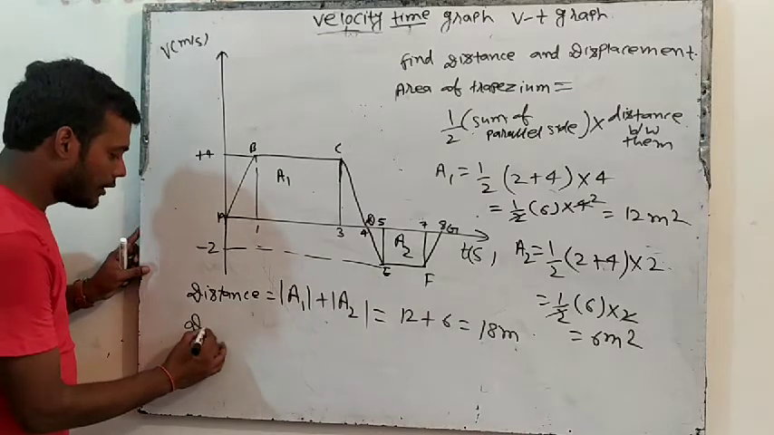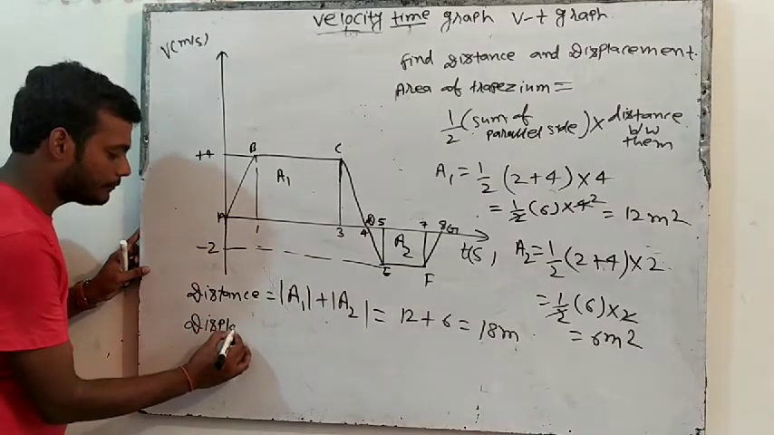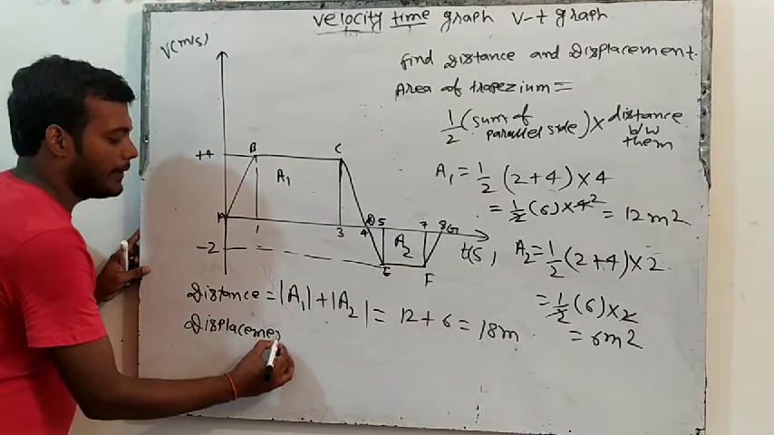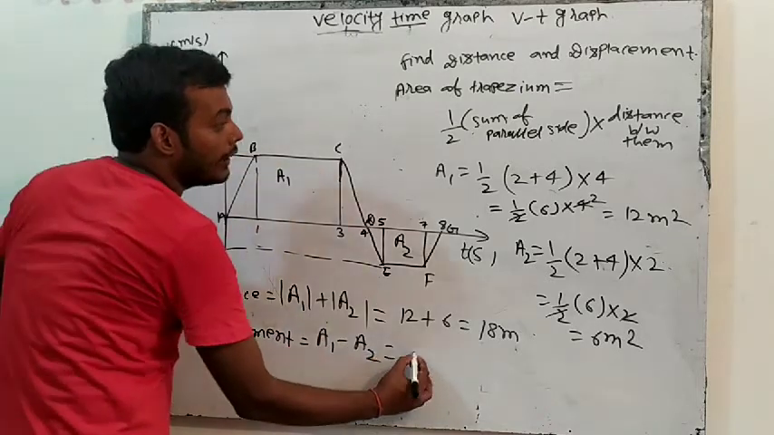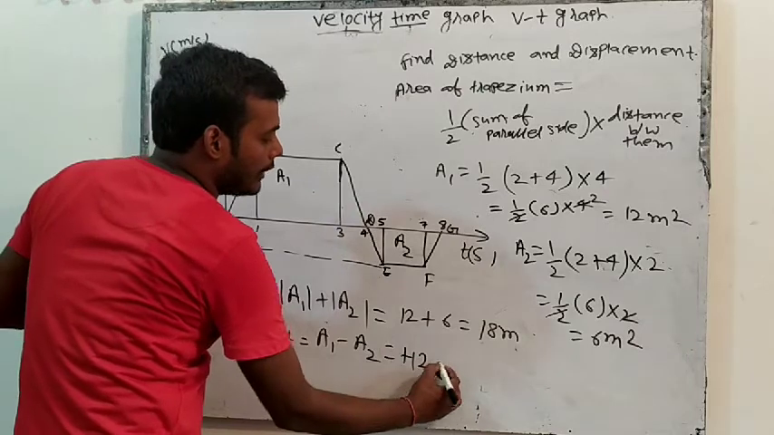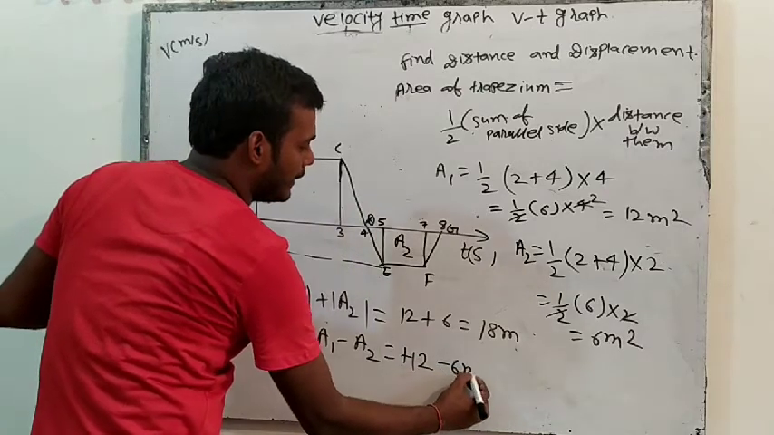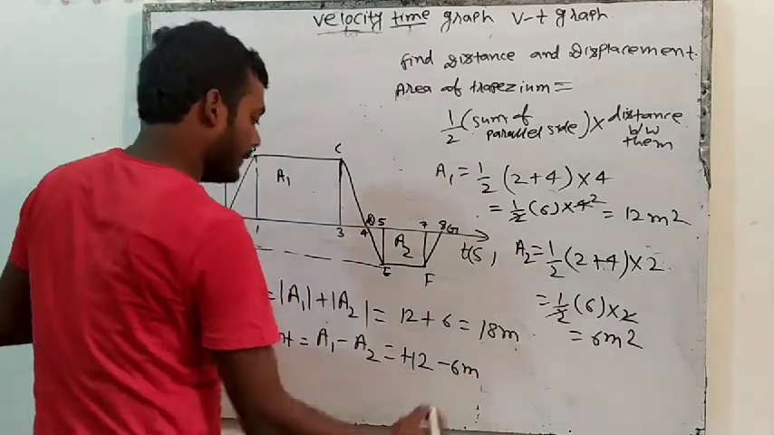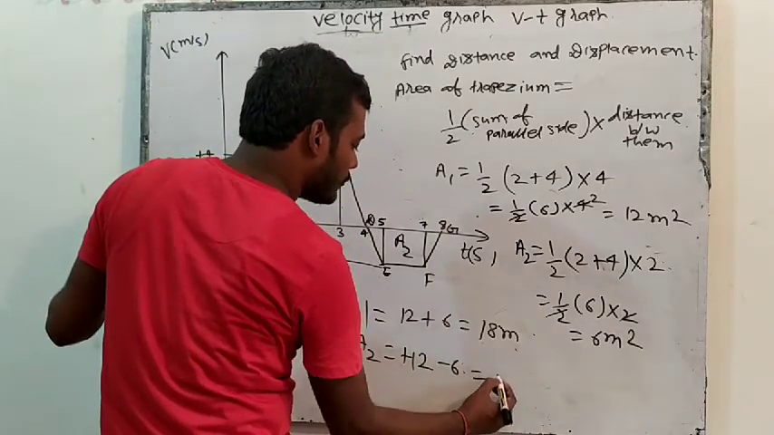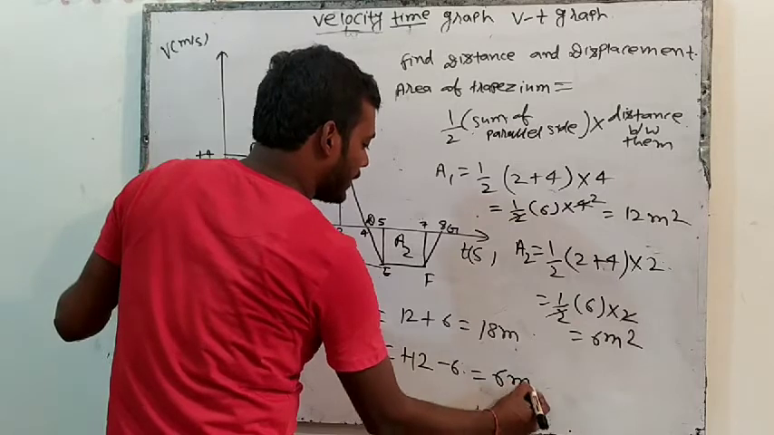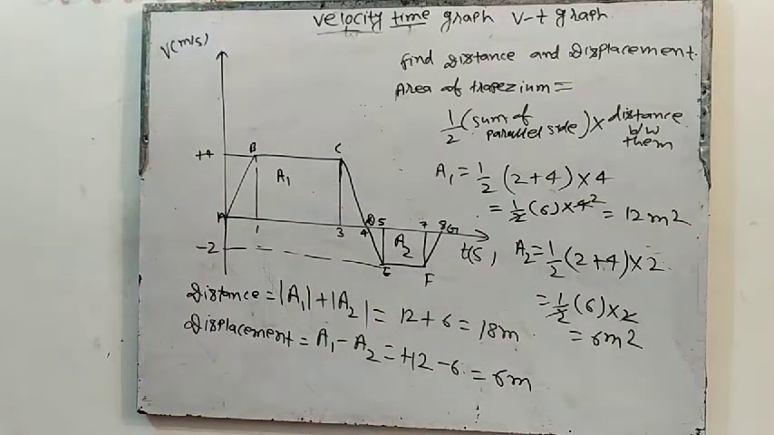What will be the answer of displacement then? Displacement is equal to A1 minus A2. Put with sign. A1 is plus 12 and A2 is minus 6, नीचे का आएगा. So this will be 12 minus 6, which is 6 meter. So displacement will be 6 meters and distance will be 18 meters. Clear?